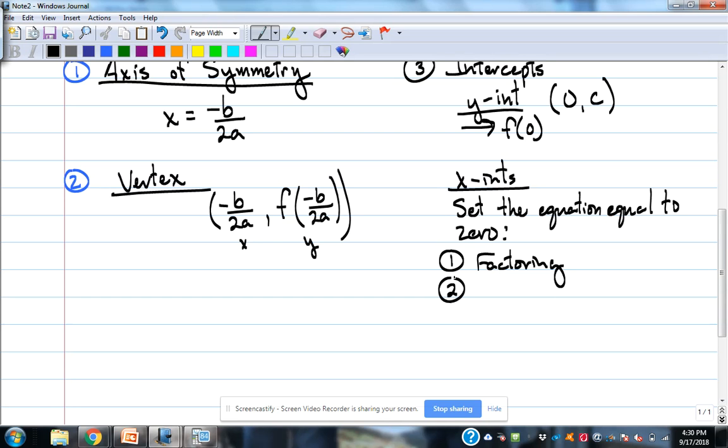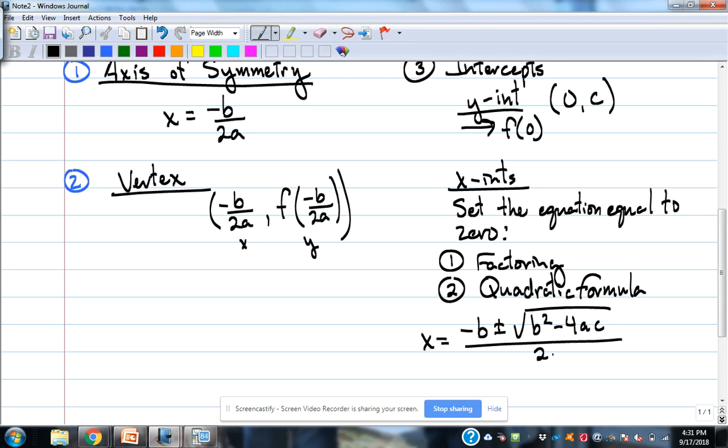Another option would be the quadratic formula. Quadratic formula is always going to work, no matter what. Factoring is a good option if you recognize the numbers fast. If you don't recognize the numbers fast, just go straight to the quadratic formula. It works all the time. This is the quadratic formula: x equals negative b plus or minus the square root of b squared minus 4 times a times c, and then all of that divided by 2 times a.